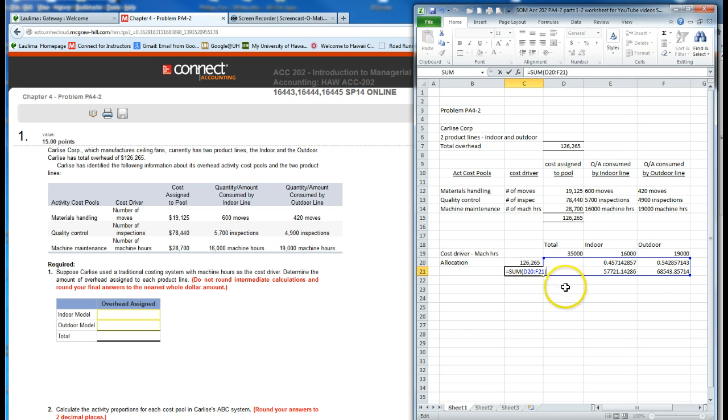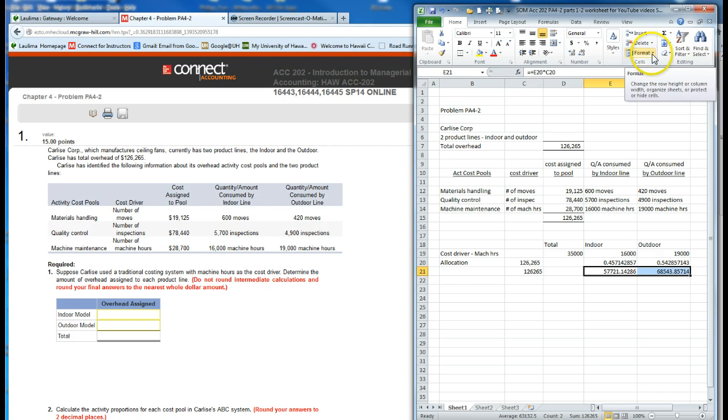Whoops. Let's try that again. We can see that the allocated amounts add up to the total. Always important to check your totals.